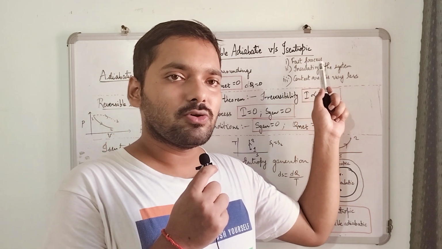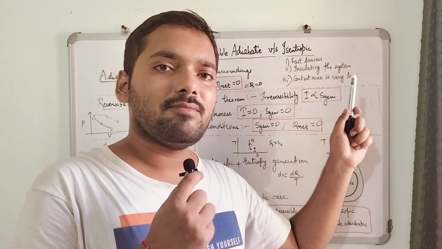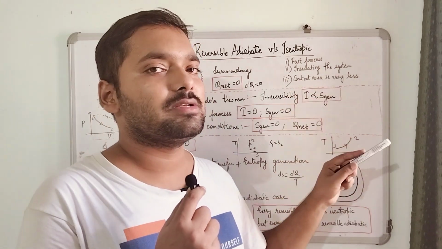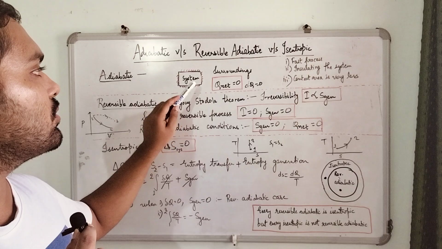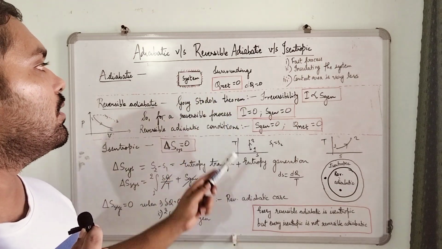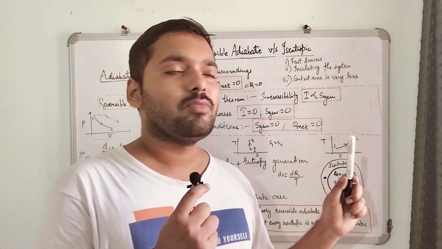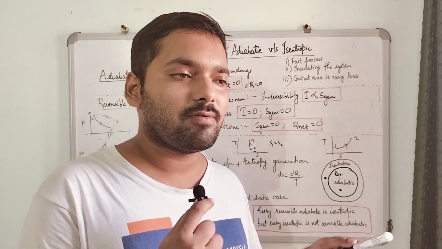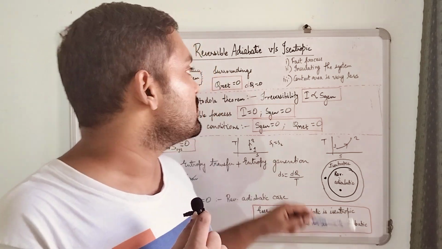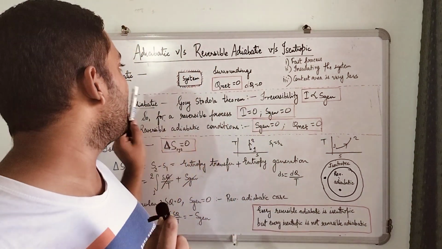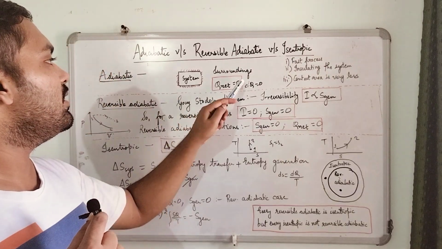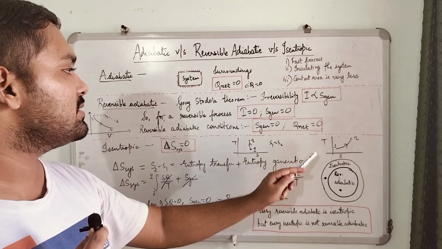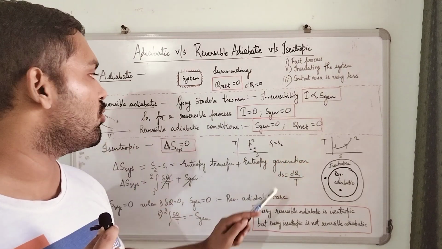Either the process is so fast that there is no time given for any heat exchange, or we can insulate the system, like we have insulated the system here, so there is no heat exchange occurring between system and surroundings, or the contact area is so less that there is no possibility of any kind of heat exchange. So these three are the possibilities, and for an adiabatic process you can see the final condition: net heat exchange equal to 0.